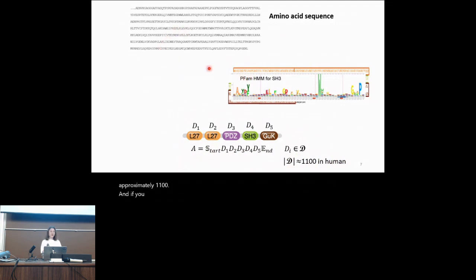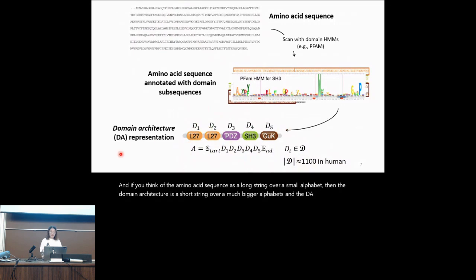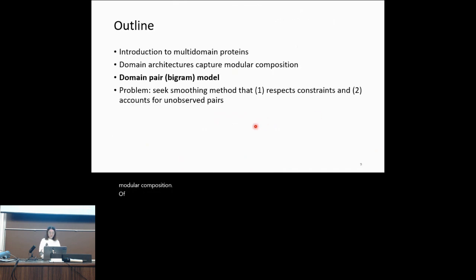If you think of the amino acid sequence as a long string over a small alphabet, then the domain architecture is a short string over a much bigger alphabet. The domain architecture representation is an abstraction. This abstraction throws out a lot of information, but it allows us to focus on the evolution and function of the modular composition of proteins. Now I have introduced multi-domain proteins and their domain architectures, and I will now introduce the bigram model and smoothing methods for bigram models.